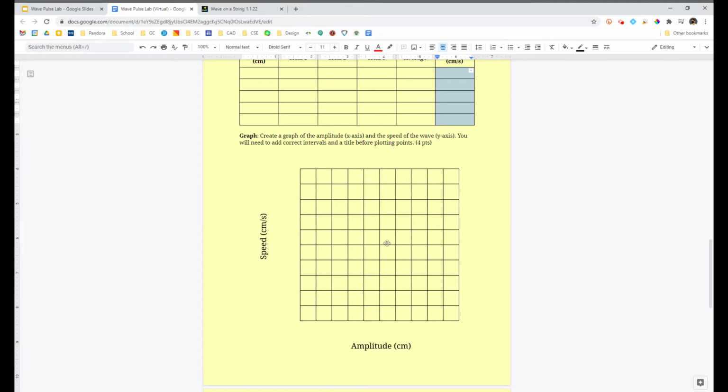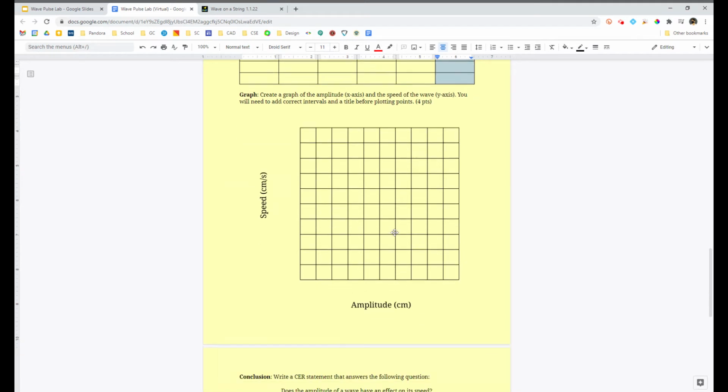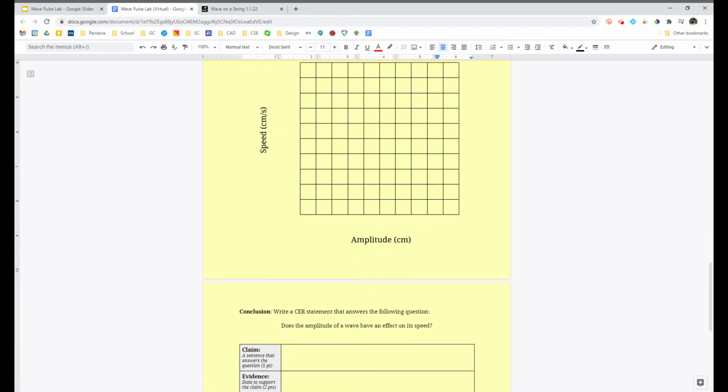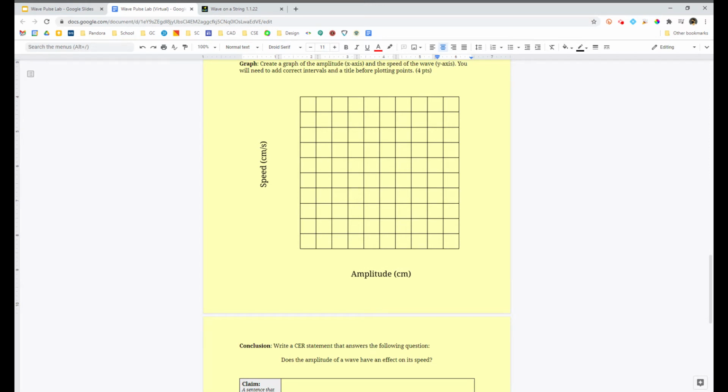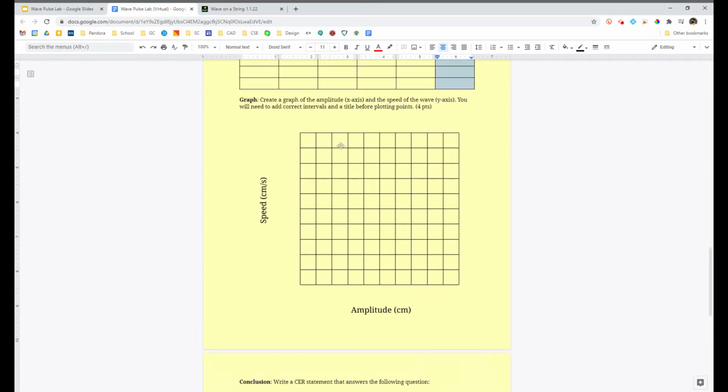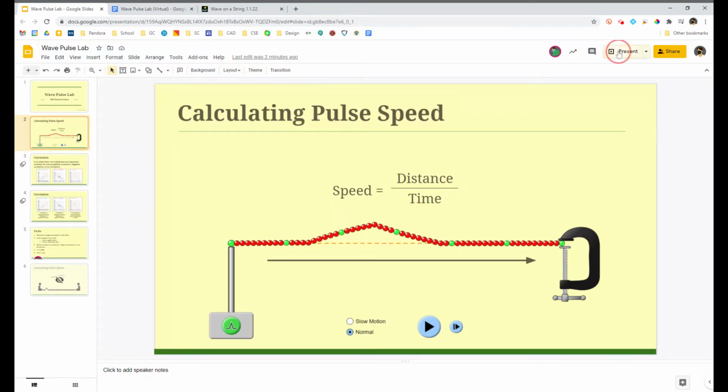Once you have this graph made, before you try to answer your CER, which asks, does the amplitude of a wave have an effect on speed? Really what it's asking us to do is look at this graph and see if there's a correlation. So a little bit about correlation.